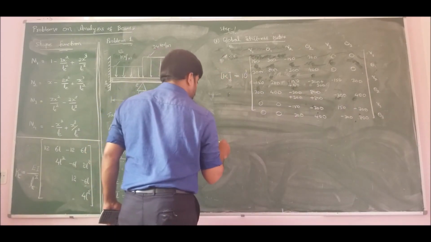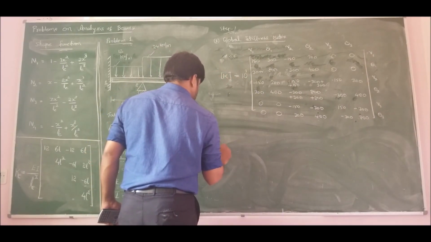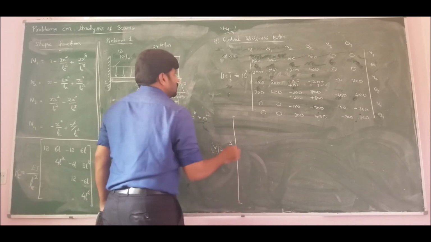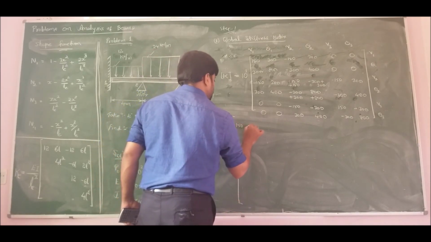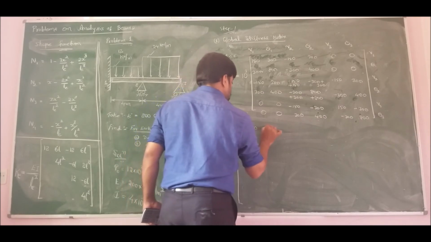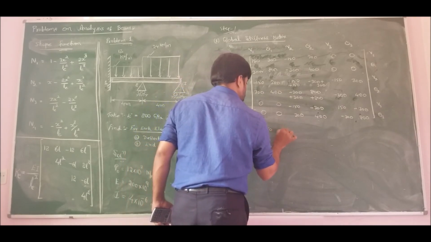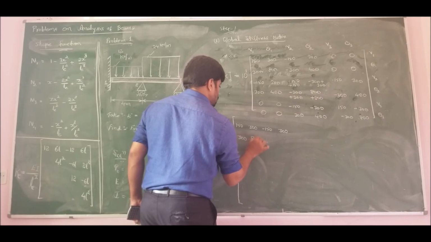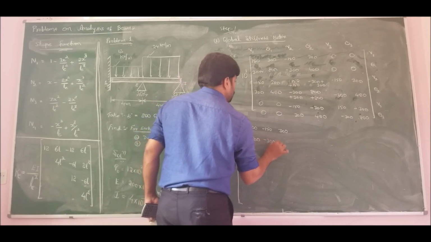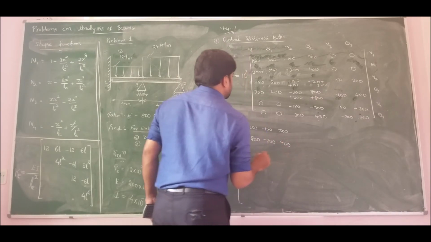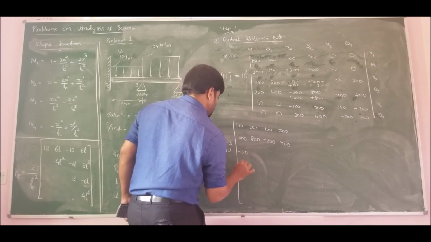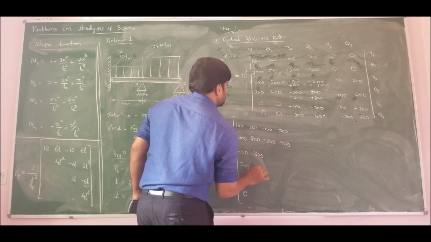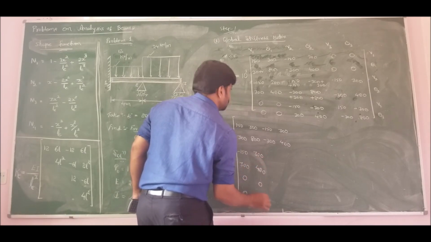The K matrix is equal to 10 to the power of 3 times: the first row 150, 300, minus 150, 300; the second row 300, 800, minus 300, 400; the third row minus 150, 300, 0, 0; and the fourth row 300, 400, 0, 0.